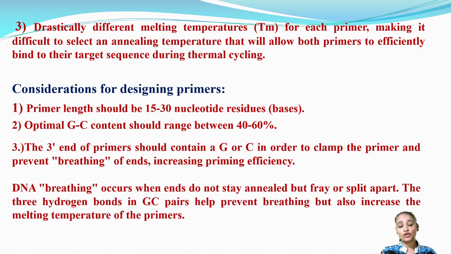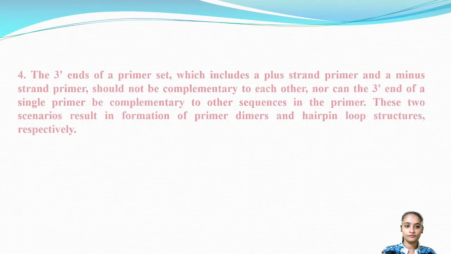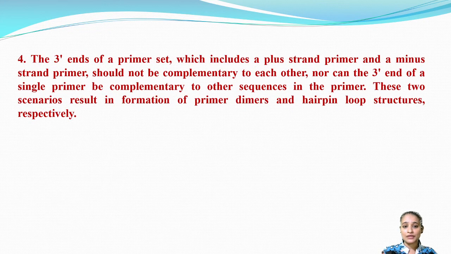So now what is this breathing of ends? DNA breathing occurs when ends do not stay annealed but they fray or split apart. The three hydrogen bonds in GC pairs help prevent the breathing, but they also increase the melting temperature of the primers. The 3' ends of a primer set, which includes a plus strand primer and a minus strand primer, should not be complementary to each other, nor can the 3' end of a single primer be complementary to other sequences in the primer. These two scenarios are responsible for primer dimers and the hairpin loop structures respectively.